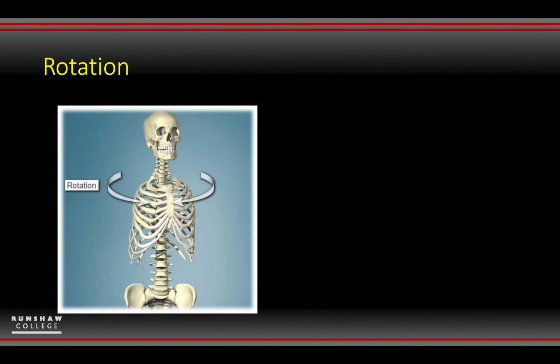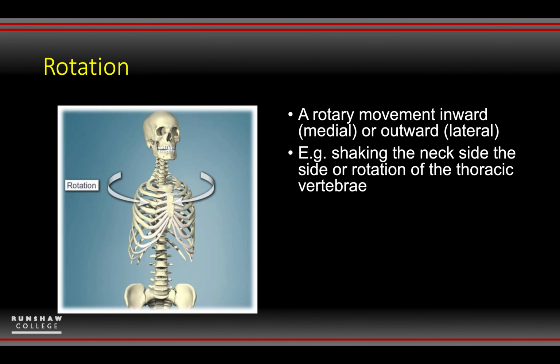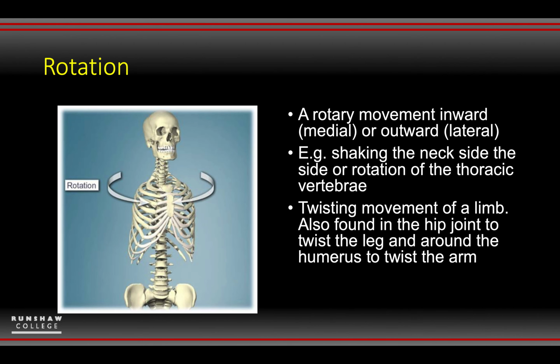Rotation, very easy. Okay, twisting types of movements. So shaking the head from side to side, twisting the spine. You can also twist at the shoulder. Alright, if your elbow is pointing down, to bring your elbow to pointing up, that would be rotating the humerus.